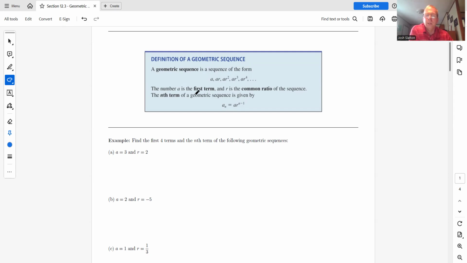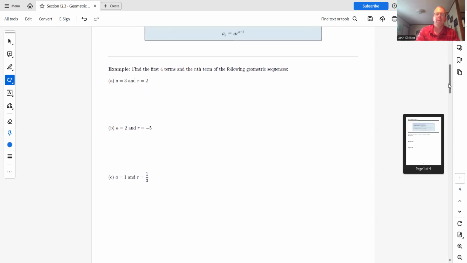The nth term of the geometric sequence, a sub n, would be a times r to the n minus 1. You notice in the second term, r has an exponent of 1. In the third term, r is squared. In the fourth term, r is cubed, and so on. The exponent here is always 1 less than whatever term you're on. So let's look at a couple of simple examples.